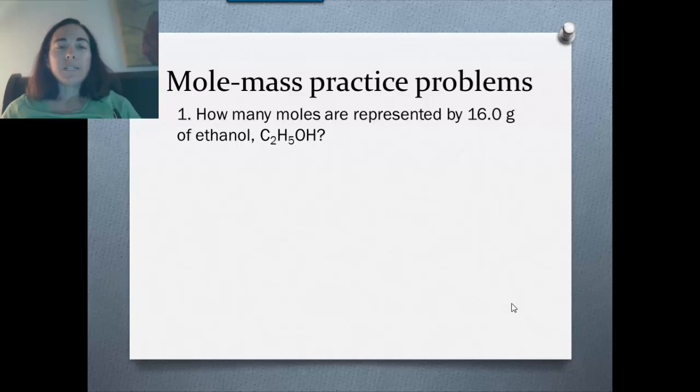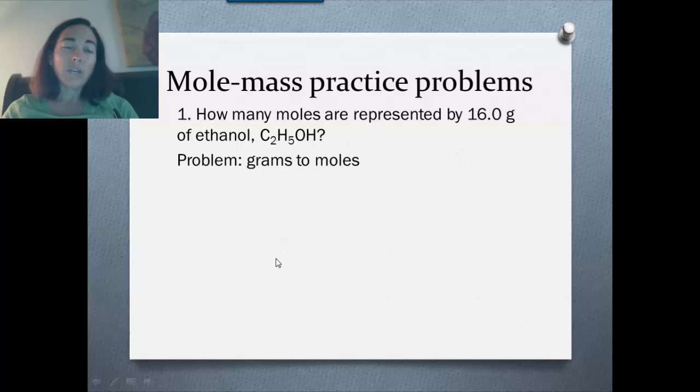The first one is, how many moles are represented by 16 grams of ethanol? And you're given the formula for ethanol there. Now, when you think about this, find your given. You're given 16 grams of ethanol, and it asks you how many moles. So the problem we're looking at here is to convert from grams to moles.